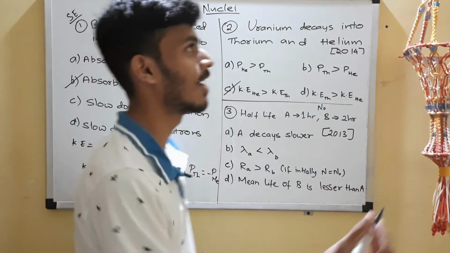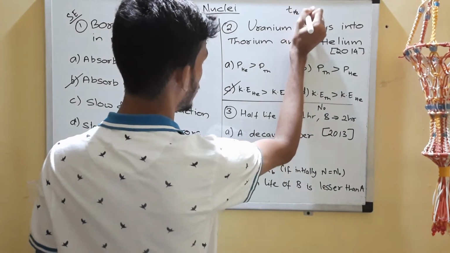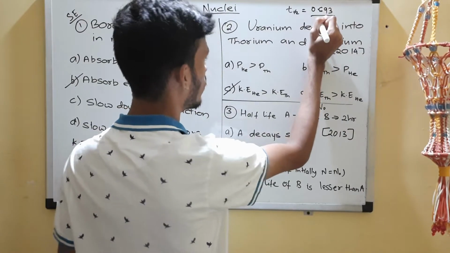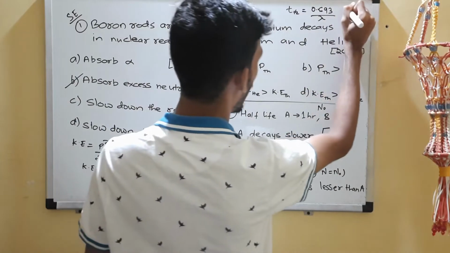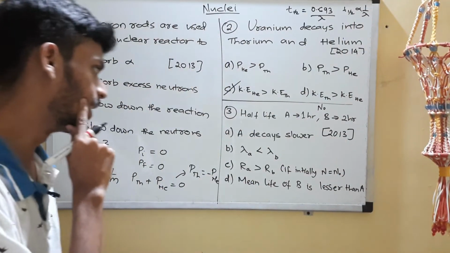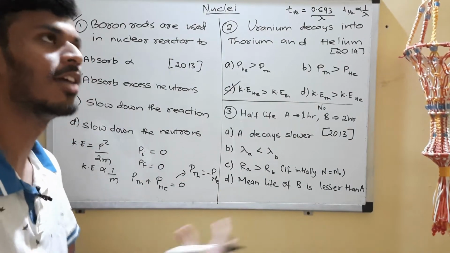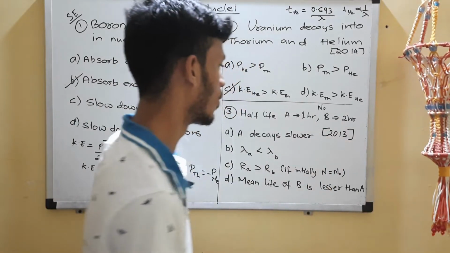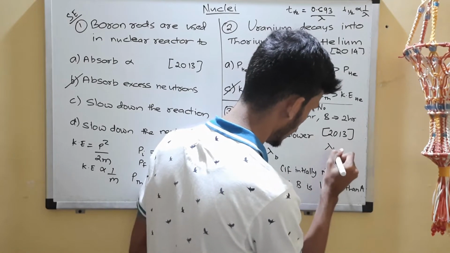Now if you see, half-life and decay constant are inversely proportional, right? T half is 0.693, basically log to the base e 2, divided by lambda. So T half is inversely proportional to your lambda. The one which has higher half-life will have lower decay constant. So higher half-life, lower decay constant. So B will have lower decay constant.